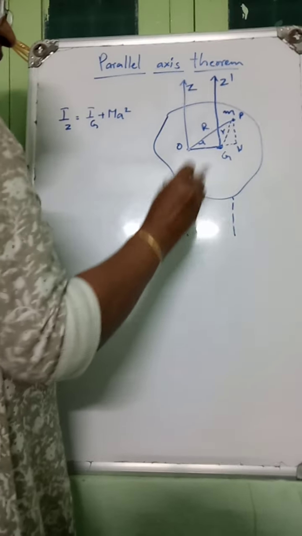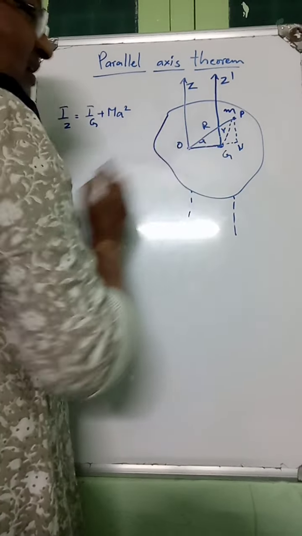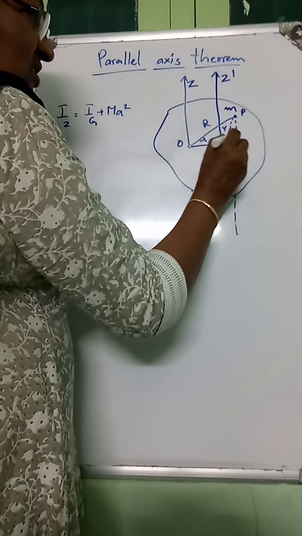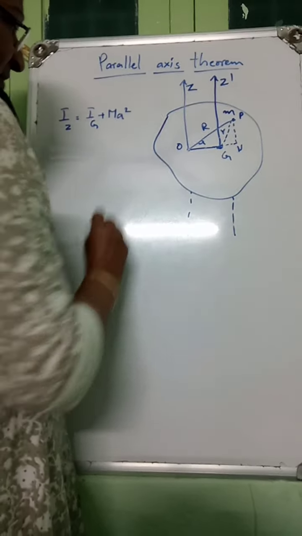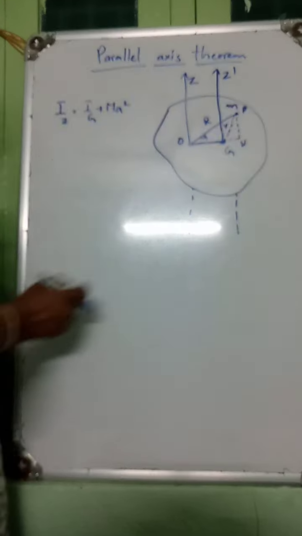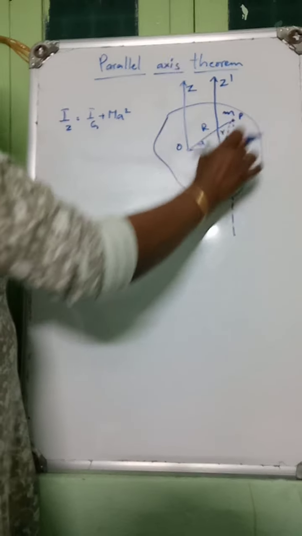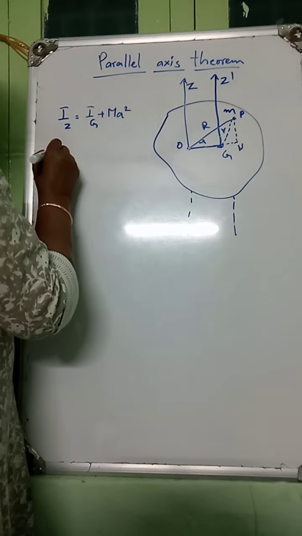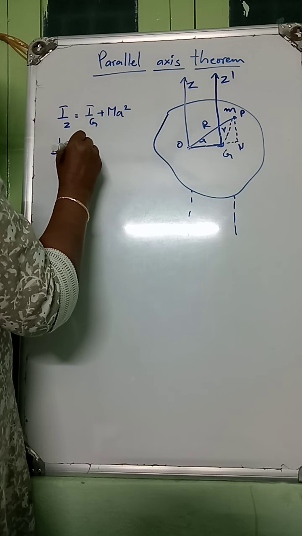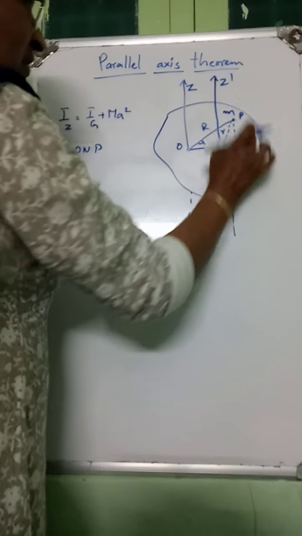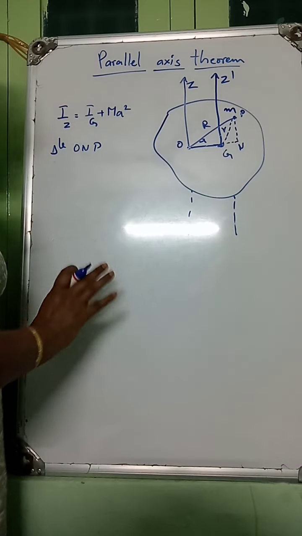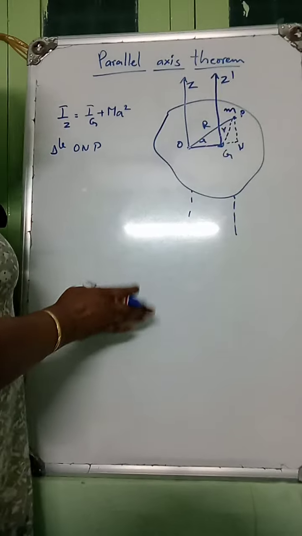Here we have two right angle triangles. ONP is one triangle and GNP is the other right angle triangle. Okay. Now from the first triangle ONP, I will explain you in brief.